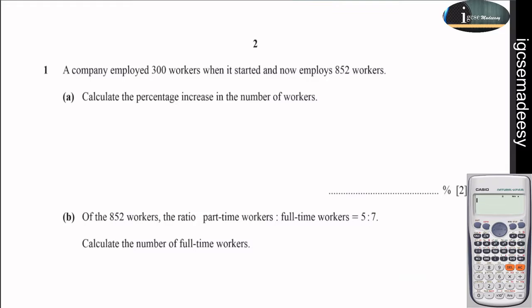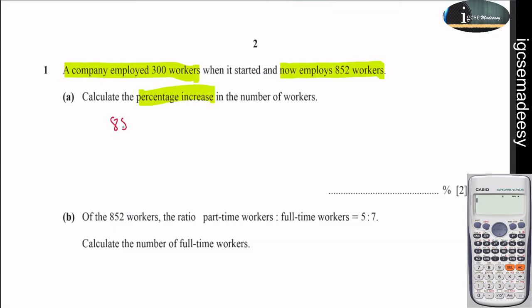The first question says, a company employs 300 workers when it started and now employs 852 workers. Calculate the percentage increase in the number of workers. Before it was employing 300 workers and now it is employing 852. It means that a change in percentage is there, as well as the change in the number of employees. So how much do we have to find out?